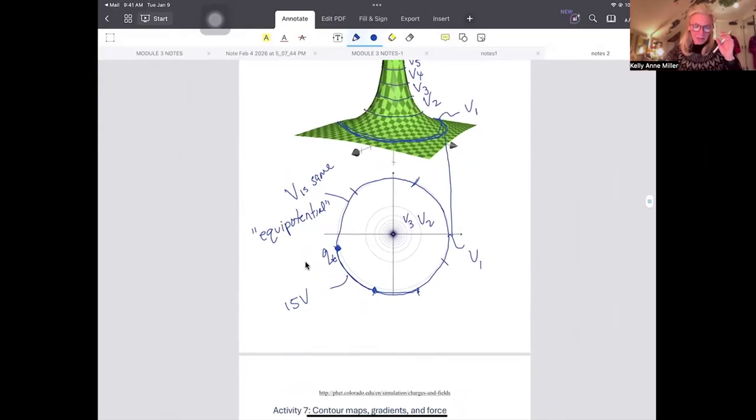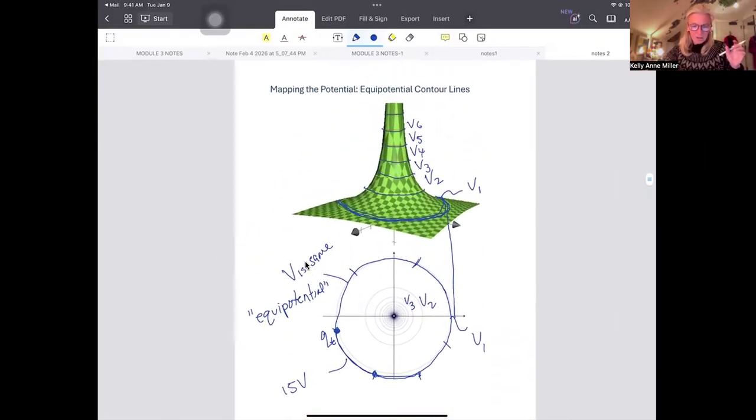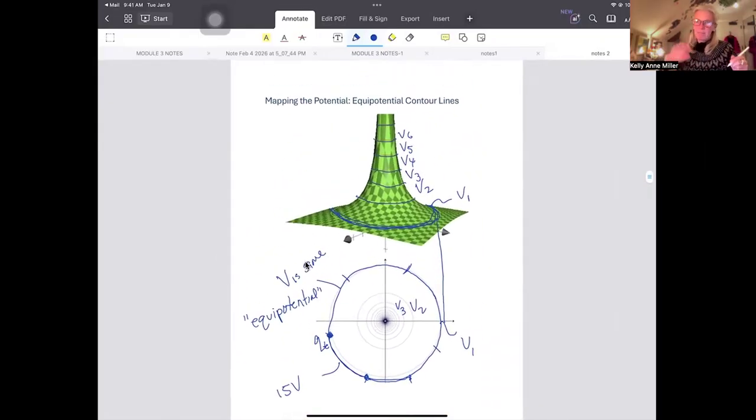Okay, another thing to realize, and this comes up in the last problem on the challenge, is that if you have a surface, let's say a conducting surface, this is a conductor, and this conductor has a specific potential, like let's say it's charged, everywhere on that surface is going to be at the same potential.